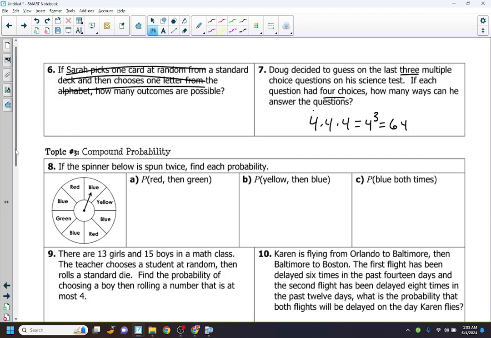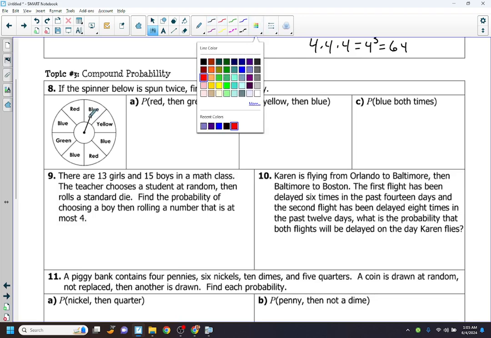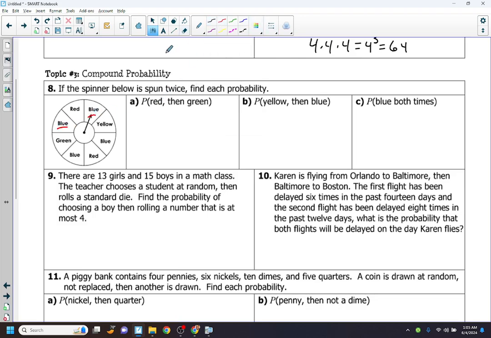All right, look at the spinner. Please look at the spinner carefully on the test. Sometimes they repeat the word, so you see multiple blues here. So don't get tricked up by that. If the spinner is spun twice, so we're going to do 2 things, what's the chance of me getting a red and then a green?